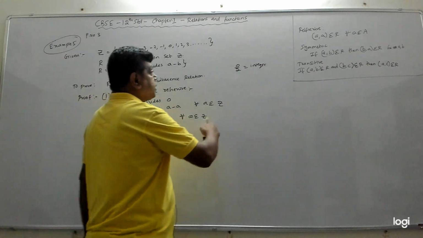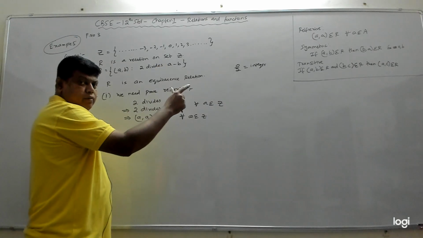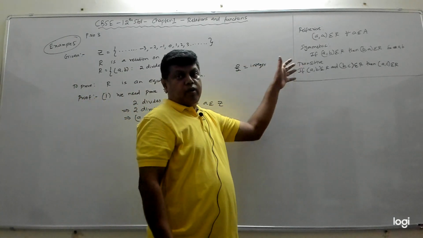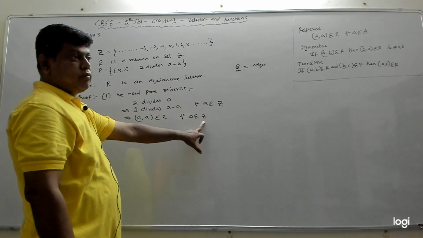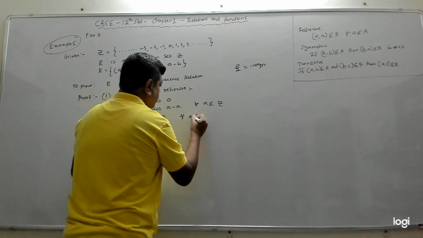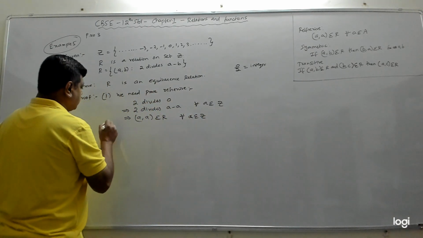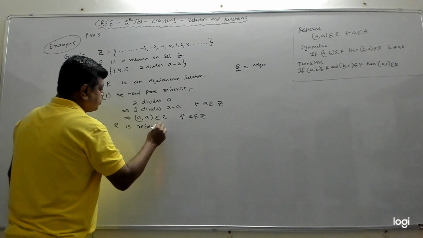Now we have got this condition. A comma A belongs to R for every A belonging to capital A there. There is a general definition of reflexive, symmetric and transitive. So our A here is Z, the set of all integers. For A belonging to Z. So therefore, we can say R is reflexive. So we have proved R is reflexive.